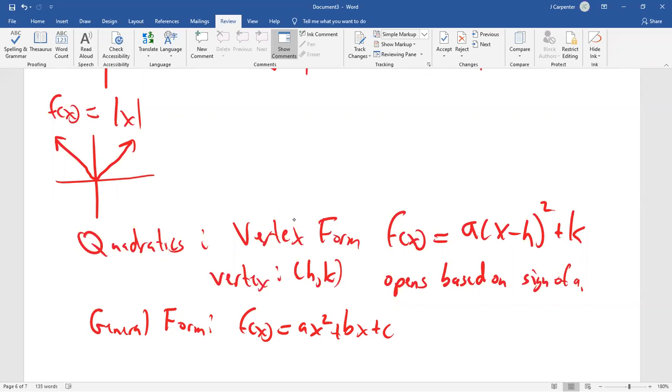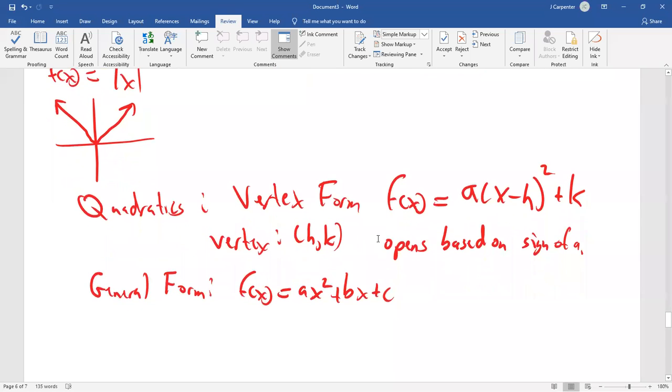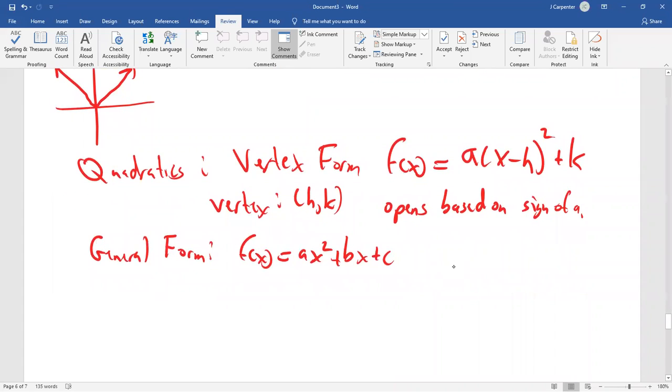But your vertex is not seen. So the vertex form is nice because you can tell where the lowest or highest point is immediately. The general form, you can't. You have to use a formula. H, which is the x coordinate, is negative b over 2a. To find k, you just plug in the h value to get the vertex. It still opens up based on the sign of a. You can get additional points. You can use intercepts to get additional points to graph them. All sorts of good things.